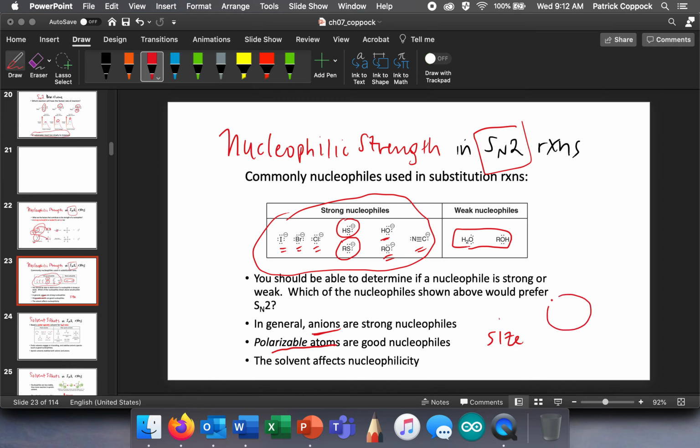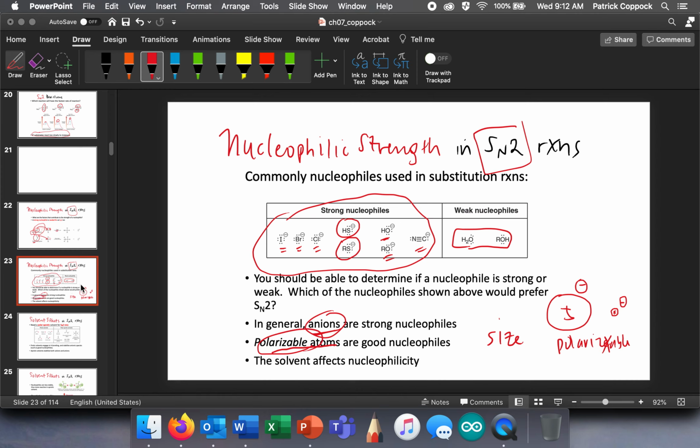So you can imagine that if you've got a negative charge on an iodide, right, and you've got a negative charge on a fluoride, right, this negative charge has got acres and acres of surface area to get lost on, right? But over here, it's much smaller. So this is polarizable, which makes this a better nucleophile, okay? So if it has a charge and if it's polarizable, then it is a good nucleophile.